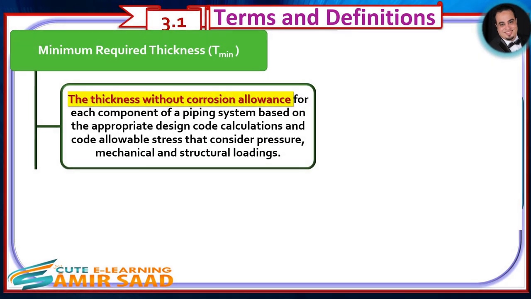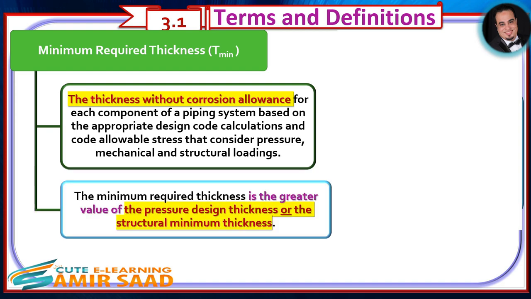Minimum required thickness: the thickness without corrosion allowance for each component of a piping system based on the appropriate design code calculations and code allowable stress that consider pressure, mechanical and structural loadings. The minimum required thickness is the greater value of the pressure design thickness or the structural minimum thickness.